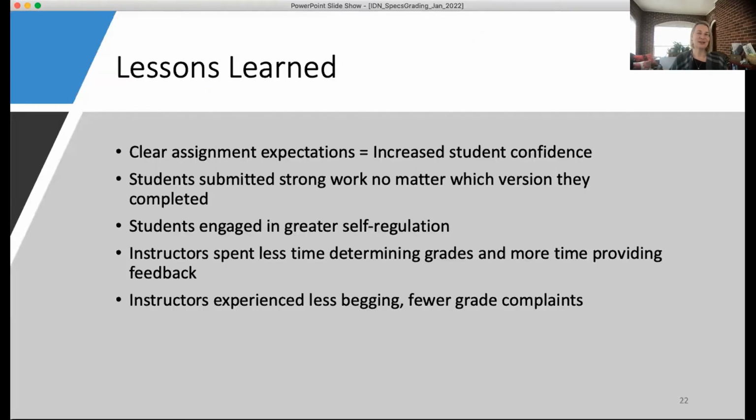What we learned was that the better the assignment expectations were, the clearer they were to the students, the more confident the students were going to be. We got strong work. We continue to get strong work from students no matter what they do. They are making decisions. They are self-regulating. The instructors say that there's so much less time spent on figuring out what the number is for the grade, and then they're totally focused on providing feedback, and they're enjoying providing feedback more. And they're getting a lot less of the begging and grade grubbing and grade complaints from students because they understand where their grades have come from.